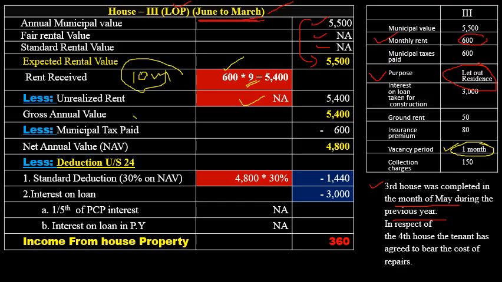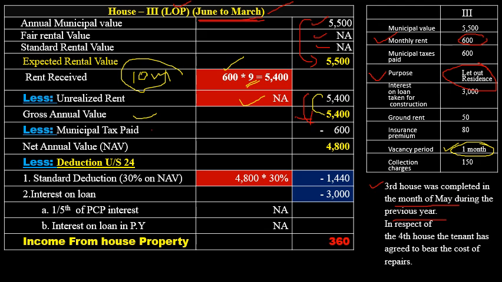Next is the gross annual value. The gross annual value is the second provision. If there is a vacancy period or unrealized rent, then gross annual value is equal to rent received. So rent received is 5,400. That itself is the gross annual value. No comparison with the expected rental value.